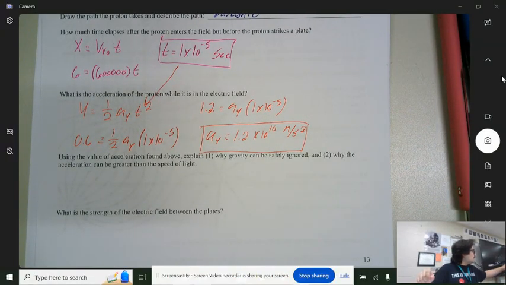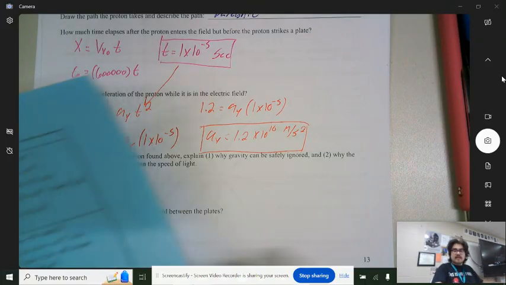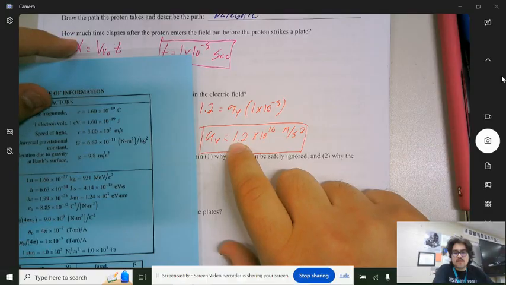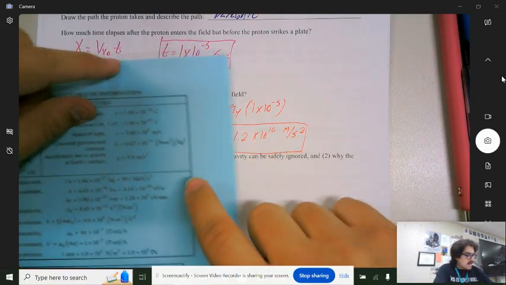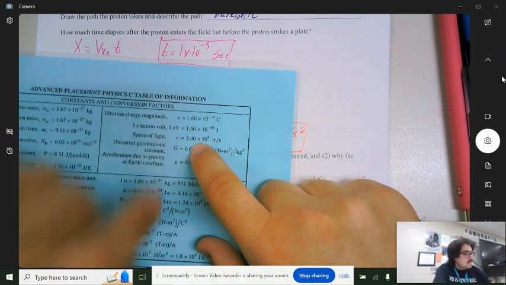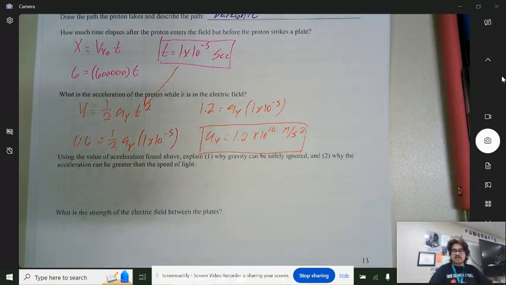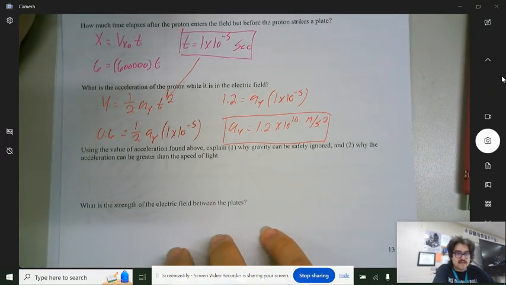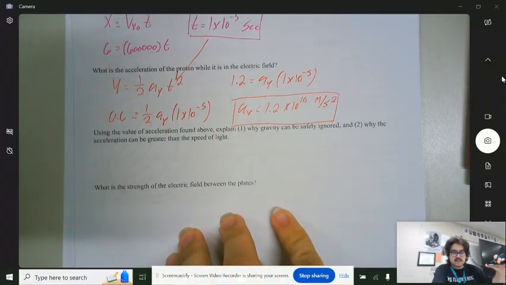Here's a fun fact for you. If you look on the Physics C formula sheet, it should be on there. If you were to go at this acceleration for 1 second, you would be going 1.2 times 10 to the 10th meters per second, and that's actually faster than the speed of light. Speed of light is 3 times 10 to the 8th. That is insanely fast. However, nothing can beat the speed of light. This is a fun physics fact to know: the speed of light is the universal speed limit. Nothing that has mass can ever exceed the speed of light.